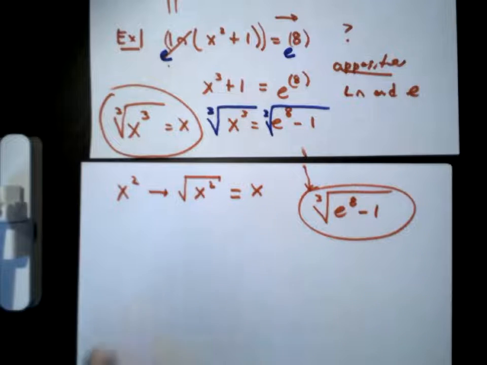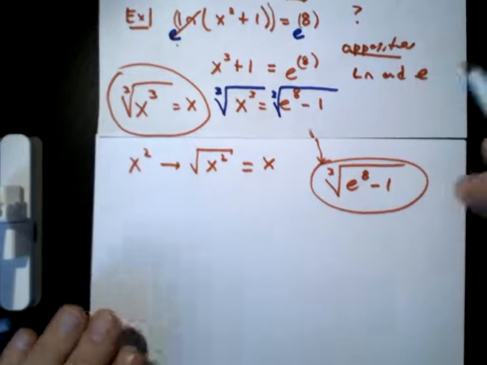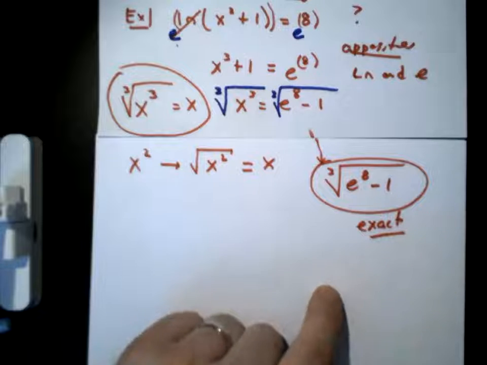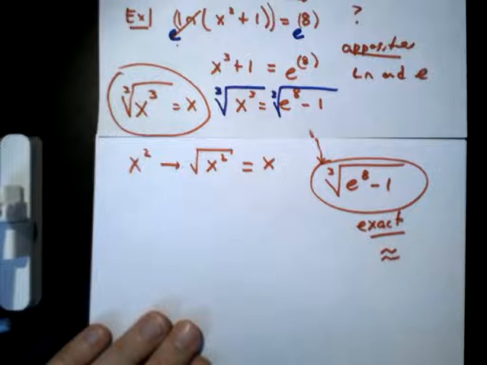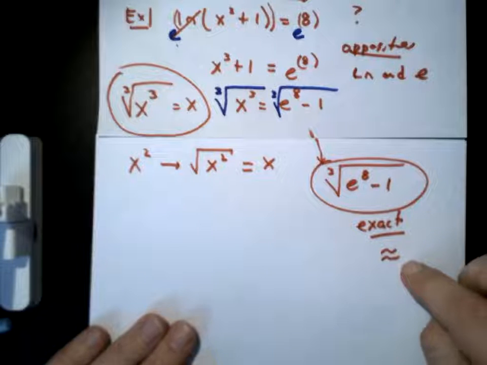So that's really it. So you can't do anything else to that. You can put that in a calculator if you like to, but you don't really need to, because a lot of testing just says use the exact. That is exact. That's not an approximation. It's an exact value, not an approximation.